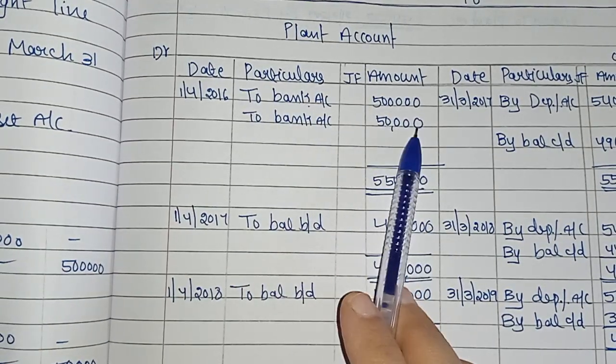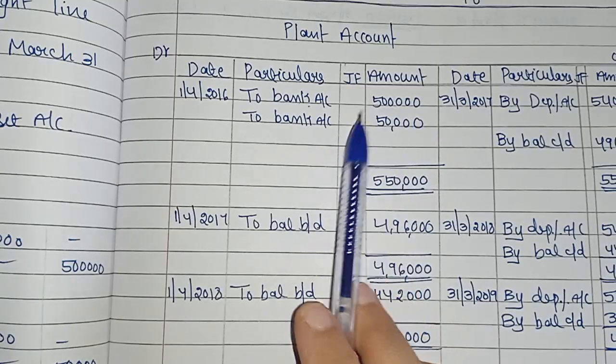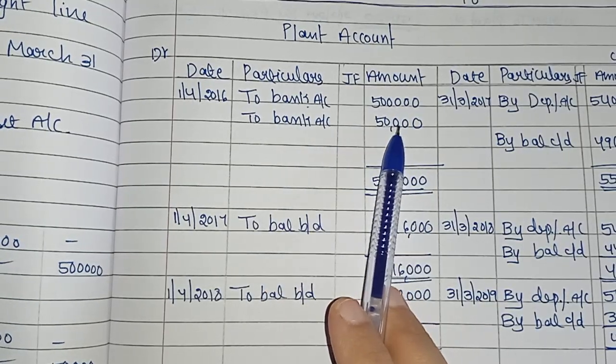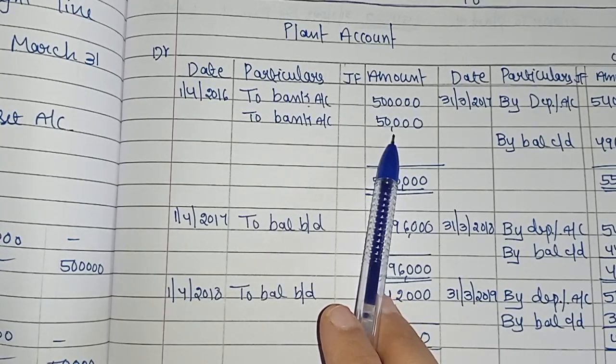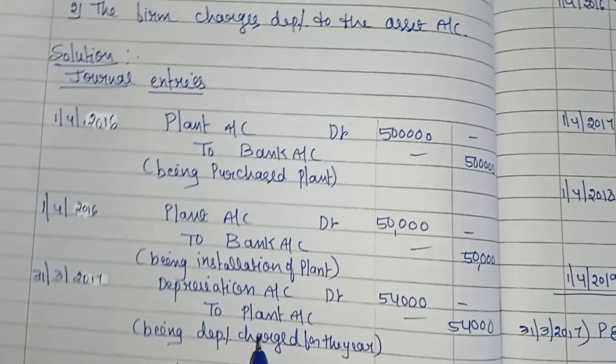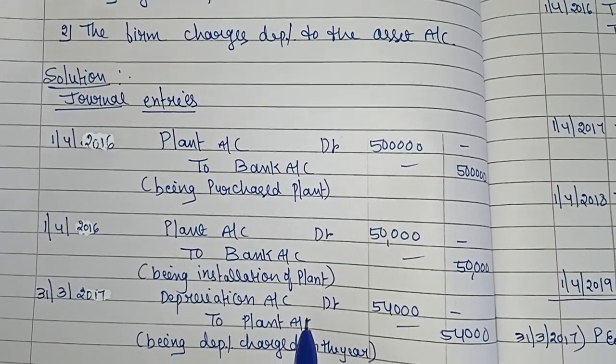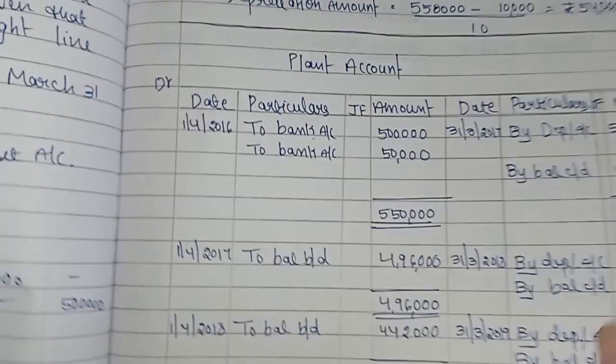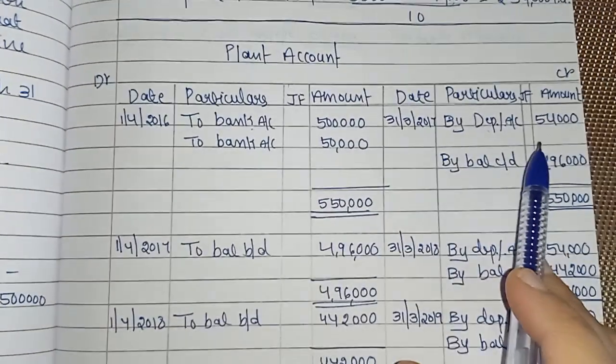Clear? And for installation, plant account debtor to bank account. Here we need to debit the plant account for the installation cost, that is rupees 50,000. Clear? After that, the next entry is depreciation. Depreciation account debtor to plant account. Here the depreciation account is debited. So in the ledger, in the plant account, we need to credit the depreciation account.